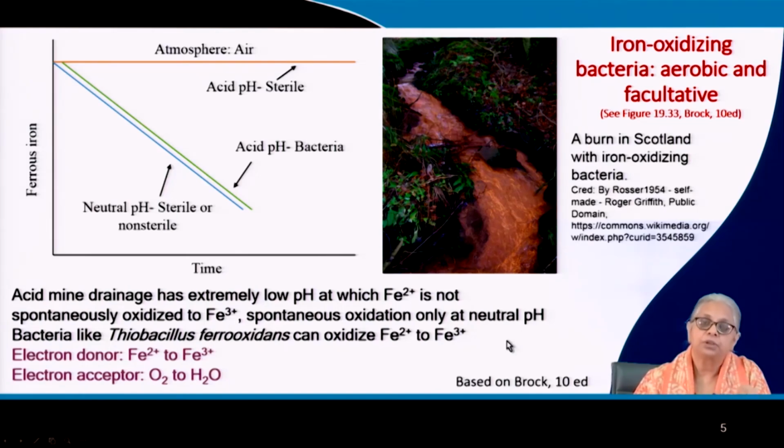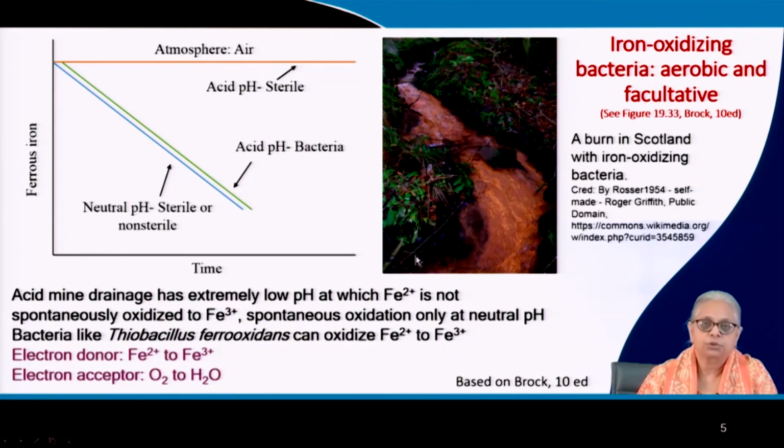Now acid mine drainage is a whole different story, because we have pH that is close to 2. It's no longer a spontaneous chemical reaction. Instead, it is a biologically mediated reaction, and this particular reaction cannot be mediated by just any bacteria. There are specific species of bacteria. In this example that is shown, it's Thiobacillus ferrooxidans, and that is responsible for oxidizing Fe2+ to Fe3+.